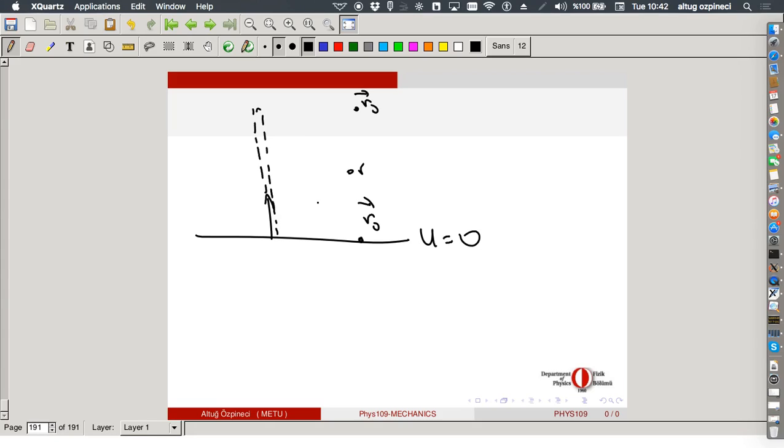In that case, the potential energy here, let me remove this one. An alternative choice would be to put R0 over there. Now, if you put R0 over there, the potential at this point is less than 0.